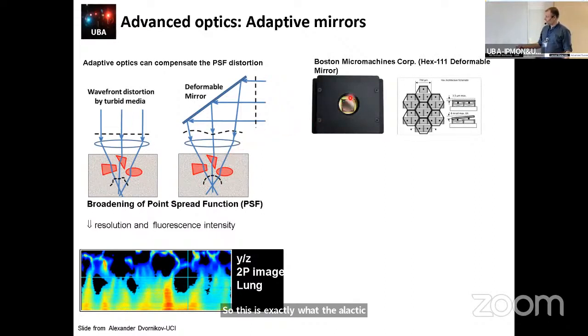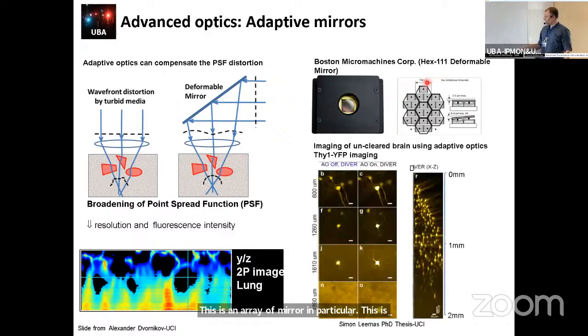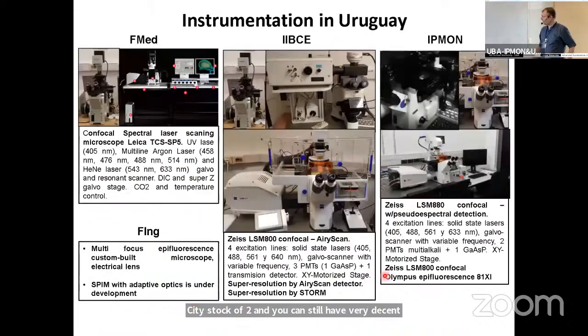This is an array of mirrors. In particular, this is 111 deformable mirrors, and this is a result from the LFD, where you can see that using the DIVER microscope, you can go through a stack of 2 millimeters, and you can still have very decent resolution for a neuron like this.